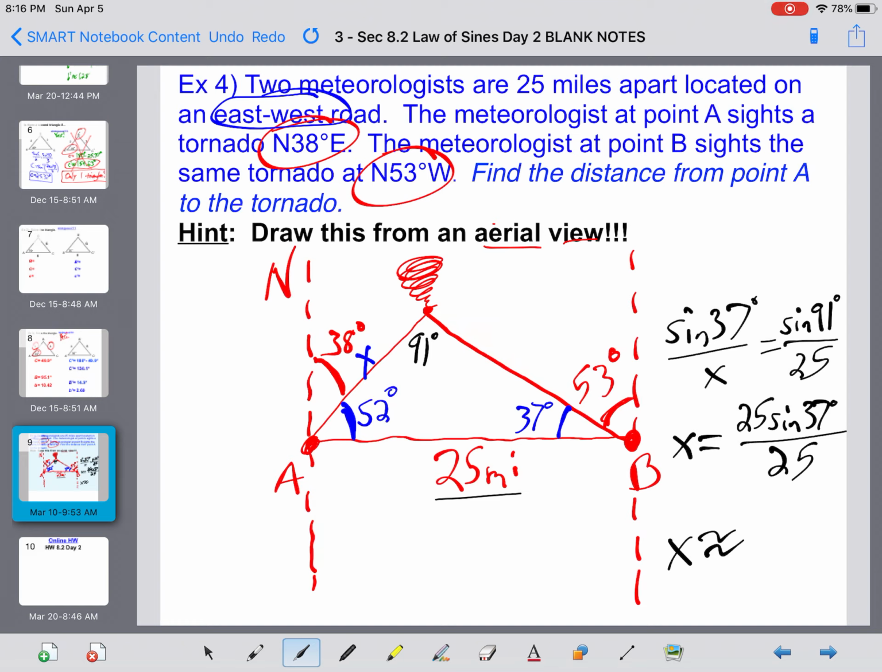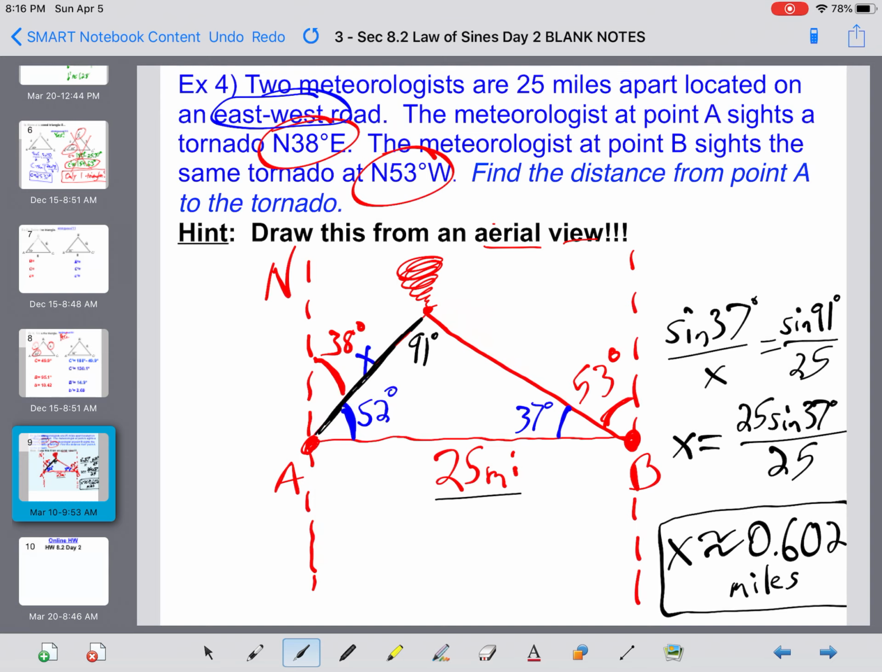Just to make sure you can type this in and get the right answer, we should have 25 sine of 37, and then divide that by 25. All right, so your answer should be 0. I would tell you what to round to, but 0.602 is what I'm seeing on the calc, miles. That's how far the tornado is from person A. That's this side right there.